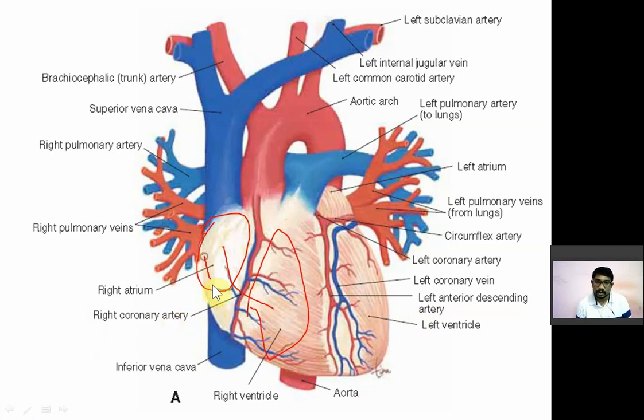Okay, this part is known as the left auricle, and this part is known as the left ventricle. The left auricle, or left atrium, will transfer blood to the left ventricle. So now we'll see the next.